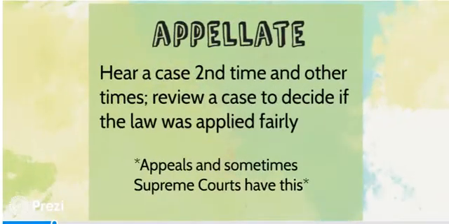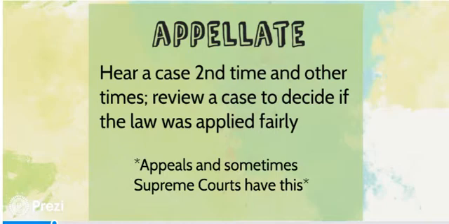All right, next is appellate. All right, they hear a case the second time and other times, and they review a case to decide if the law was applied fairly to you. So if the judge asks the jury in your case and says, how do you find the defendant? And the foreman stands up and says, we find the defendant guilty. Ooh, rough time. All right, you've now been convicted of a crime, and at some point you're probably going to wind up in prison. Now, if you feel as though your verdict is wrong because the law was applied unfairly, right? Every convict's going to be like, I didn't do it. Okay, sure you didn't, right?